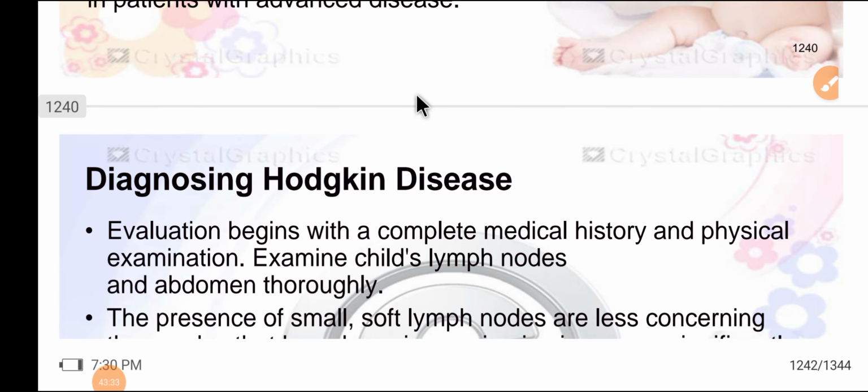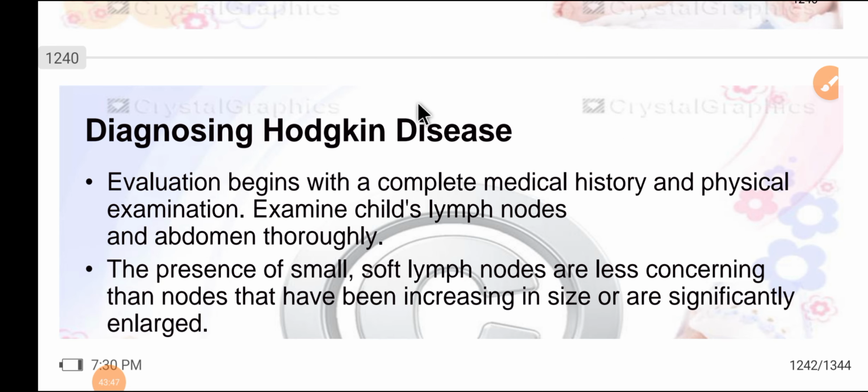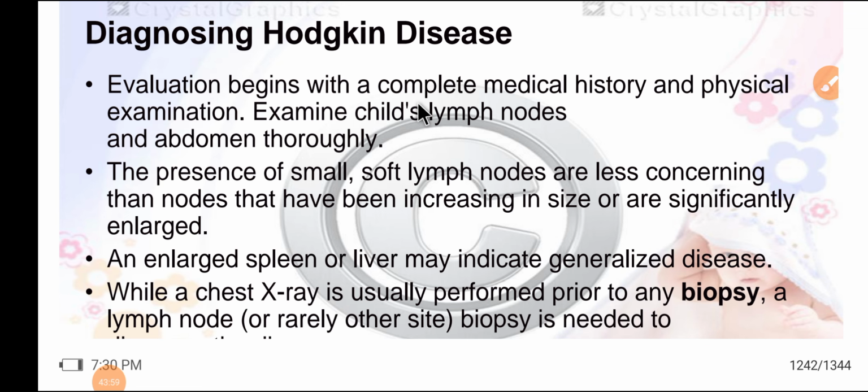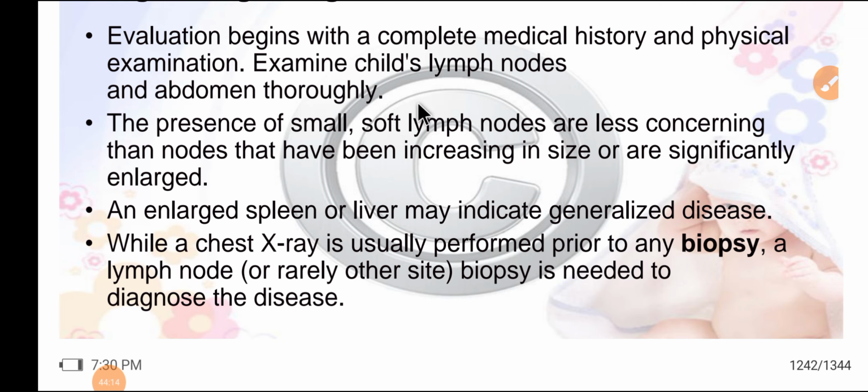Diagnosing Hodgkin disease. Evaluation begins with a complete medical history and physical examination. Examine the child's lymph nodes and abdomen thoroughly. Small soft lymph nodes are less concerning than nodes that have been increasing in size or are significantly enlarged. An enlarged spleen or liver may indicate generalized disease. A chest X-ray is usually performed prior to any biopsy. A lymph node biopsy, or rarely another site biopsy, is needed to diagnose the disease.